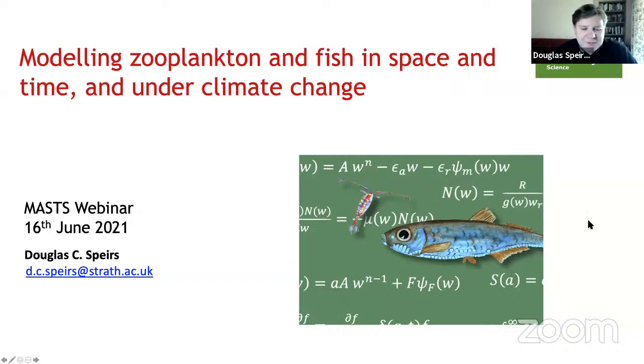So you'll see from this first slide, I've reproduced the icon for this talk, which really has three elements to it. In the background, you can see some equations. You don't need to worry too much about those. And in the foreground, two paintings, one of a zooplankton species, Calanus finmarchicus, and one of a fish, which is Benthocoema glaciale. And I'll have a lot to say about those species during the course of this talk.